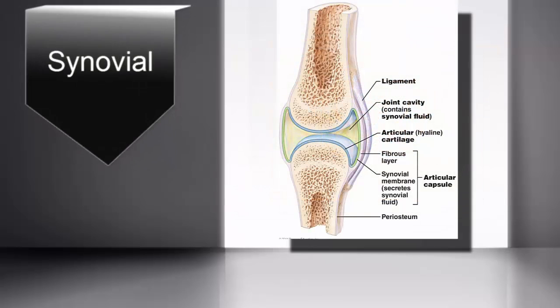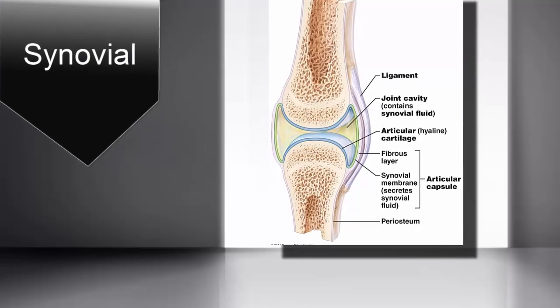And the third classification of structural joints is the synovial joint. We'll spend the rest of this video and the rest of the chapter on the synovial joint. As far as functional classification goes, the fibrous joints tend to be immovable, synovial joints are freely movable, and cartilaginous joints range from immovable to slightly movable.